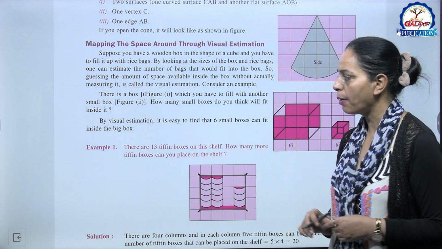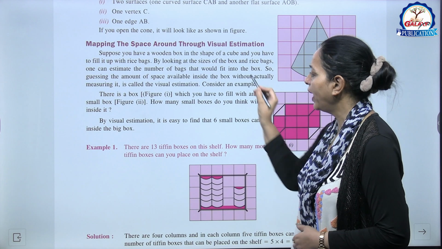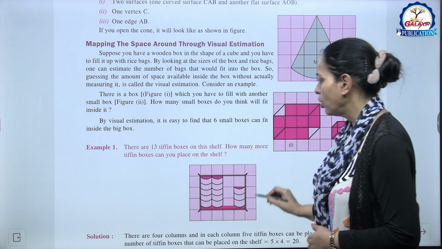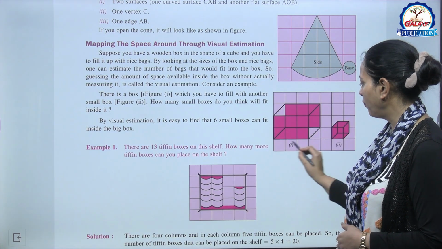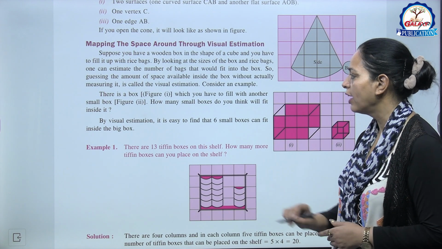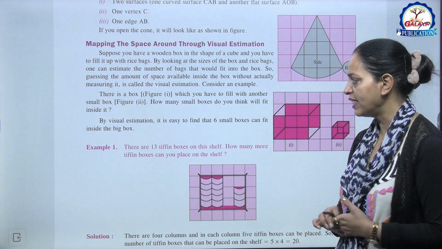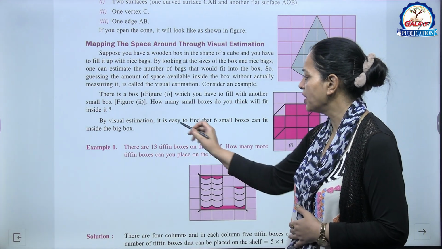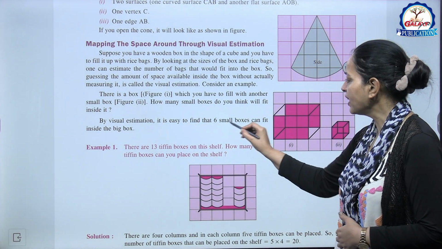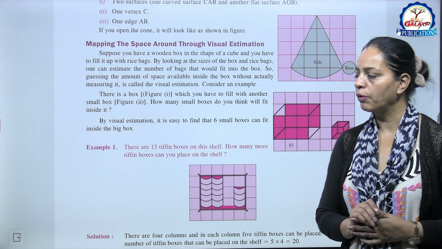So take one example. There is a box figure 1 which you have to fill with another small box figure 2. ओके हमारे पास क्या है, एक फिगर है दिस वन, इसमें हमें ये स्मॉल बॉक्सेस को फिट करना है. सो हाउ मेनी स्मॉल बॉक्सेस डू यू थिंक विल फिट इनसाइड इट? So by visual estimation it is easy to find that 6 small boxes can fit inside the big box.